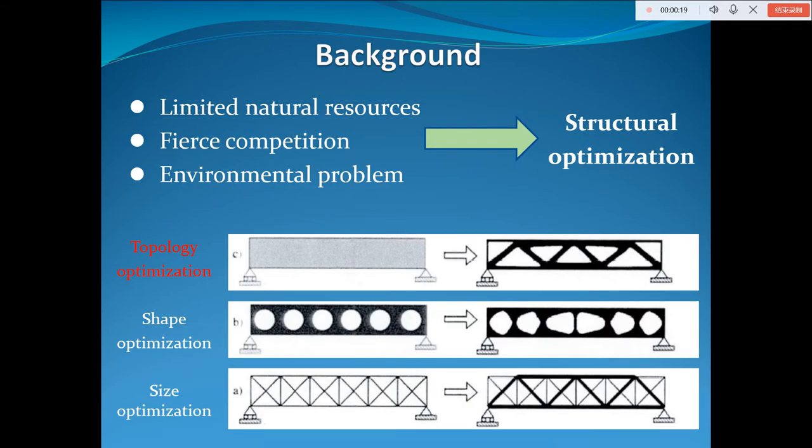Because natural resources are limited, and the computation and environmental problems are severe, structural optimization is more and more important. The types of structural optimization from higher level to lower level are: first, topology optimization, changing the structural topology; second, shape optimization, changing the structure shape, not generating new holes; and third, size optimization, only changing several geometric parameters.